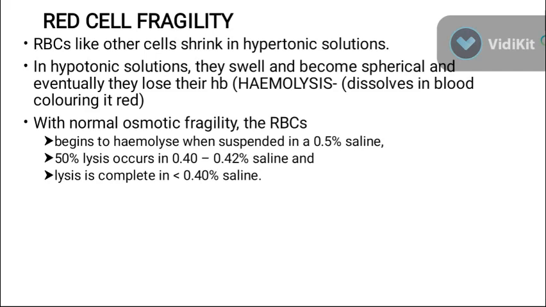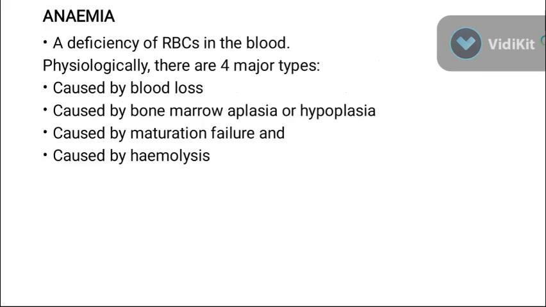Anemia. A deficiency of RBCs in the blood. Physiologically, there are four major types. Caused by blood loss. Caused by bone marrow aplasia or hypoplasia. Caused by maturation failure, and caused by hemolysis.